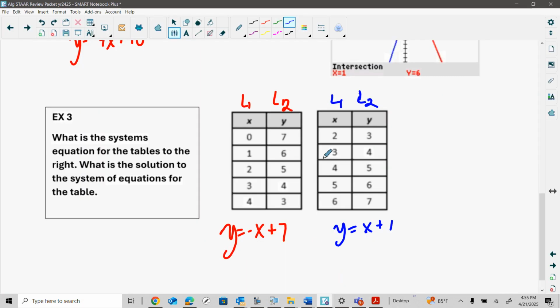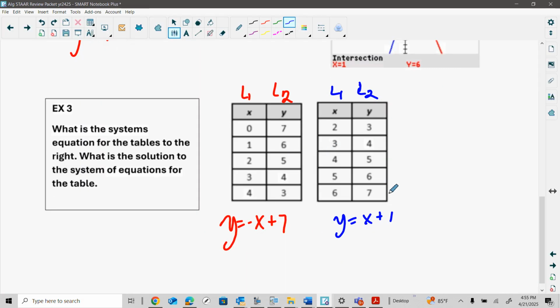So here's a shortcut. If you have two tables, the solution is where you see the points repeated in both tables. If I look right here, there is 3, 4, and there is 3, 4. So that would be our solution. It's a point that they share in both tables and on both lines. Okay, so your answer that you put here is 3, 4.